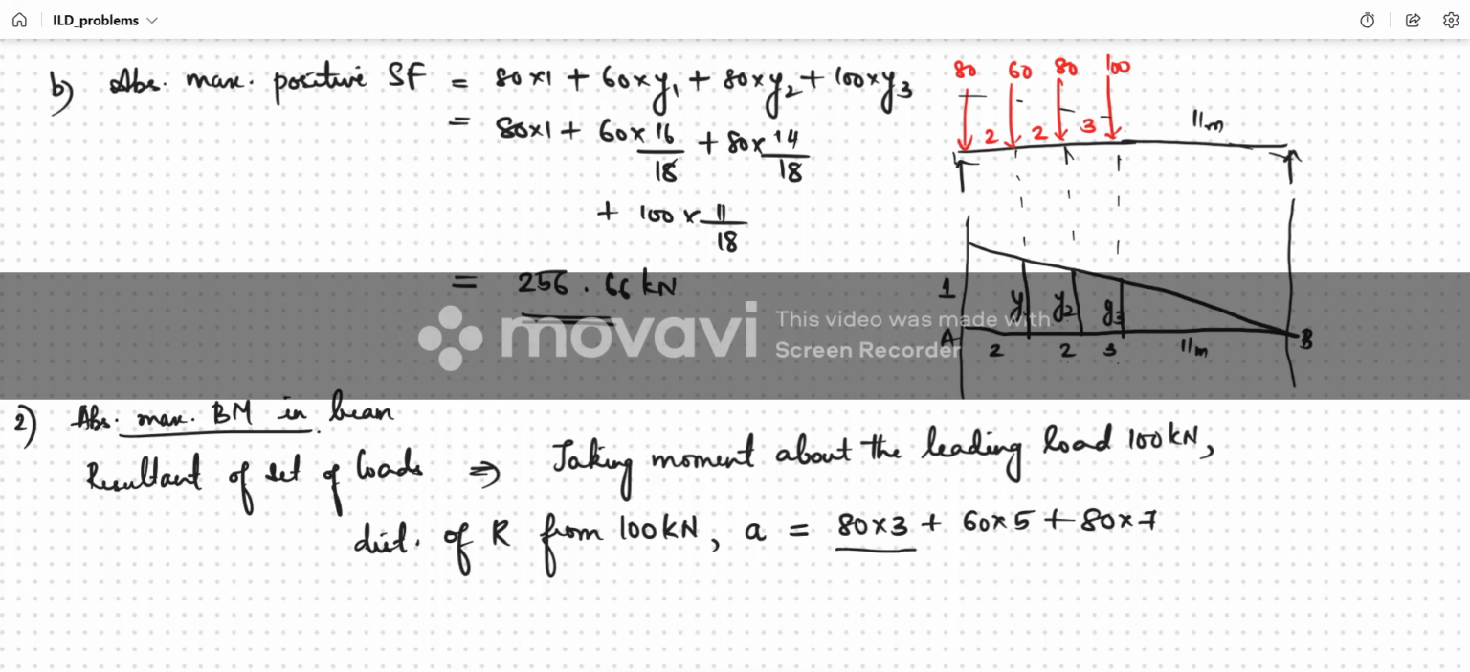Okay, the whole divided by, of course, 100 into 0 because there is no distance, to 100 divided by 80 plus 60 plus 80 plus 100, because the sum of all the forces should be taken. Simplifying this, you will get 3.4375 meters, which means the resultant of this set of 4 loads is placed at 3.4375 meters from the 100 kilonewton load.